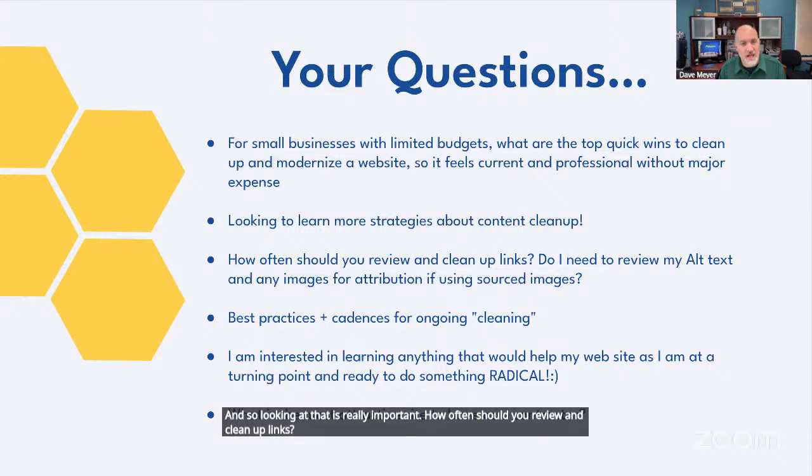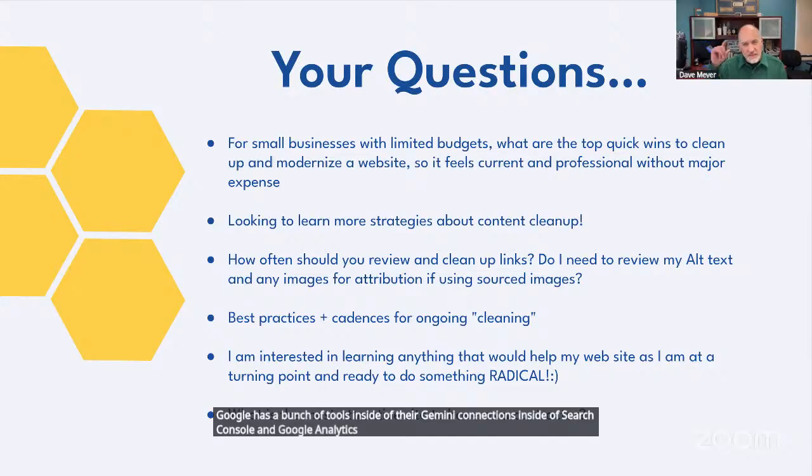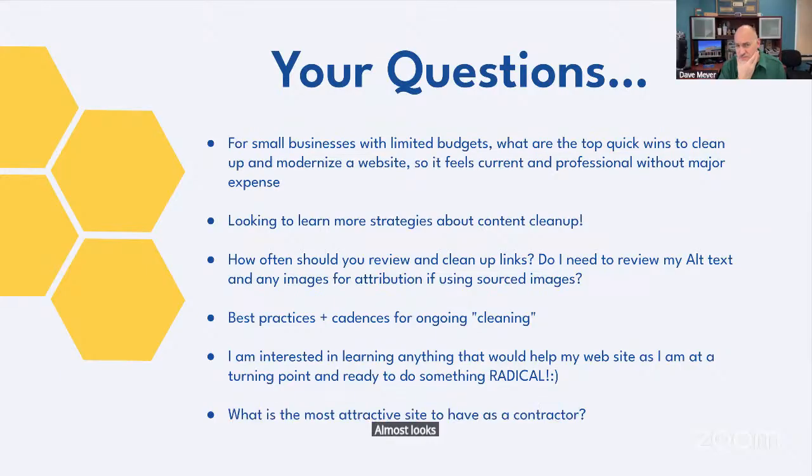Do I need to review my alt text and any image attribution if using sourced images? Absolutely. You need to be reviewing that. This is where some of the AI tools can come in handy. Google has a bunch of tools inside of their Gemini connections inside of Search Console and Google Analytics now. Look for that little spark, it looks like a four-sided thing, almost like a top that you would spin. You can literally ask that for what are my bad pages or text.